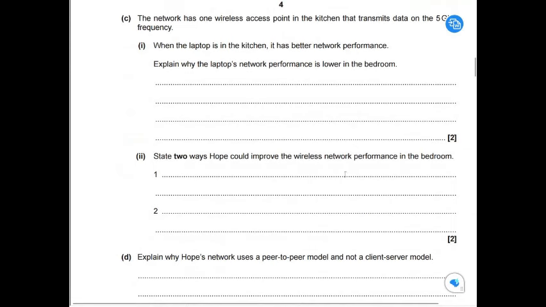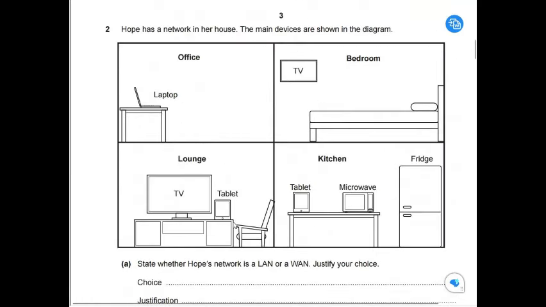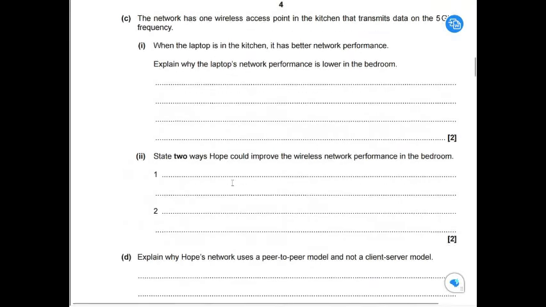And then we need to state 2 ways in which Hope could improve the wireless network in the bedroom. So she could, in here, have a signal booster in the office, a signal booster in the bedroom, a booster in the lounge. So she could have a booster in those 3 rooms as well. Or what she could do is, you've got 1, 2, 3, 4, 5, 6, 7 devices. She could reduce, say, 2 tablets. So she could get rid of the 2 tablets off the Wi-Fi. So that should make the connection with the laptop stronger. Or you could change it from 5 gigahertz to 2.4 gigahertz. Okay?